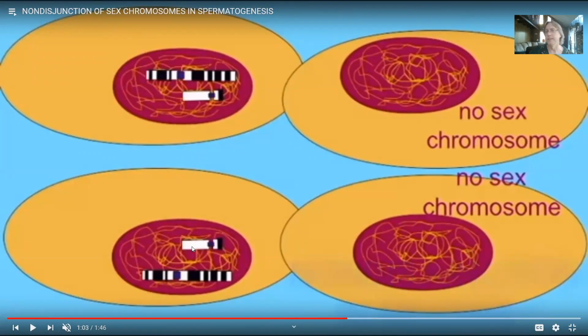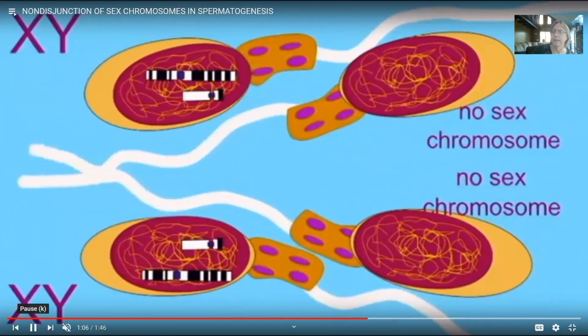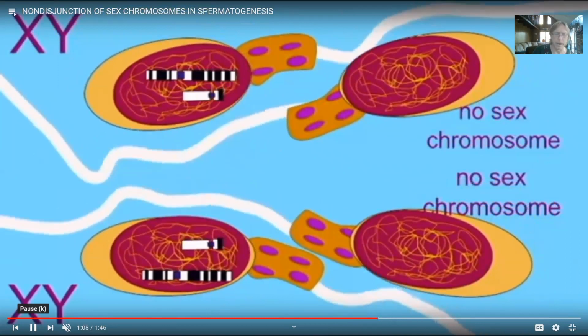Now, if this wasn't the sex chromosomes, we could talk about any old chromosome. Half would be missing a chromosome, and the other half would have an extra chromosome. That's what happens if the non-disjunction occurs in the first round of meiosis.